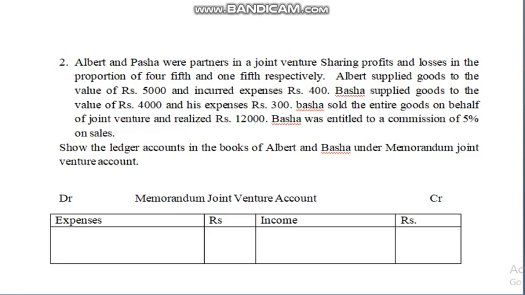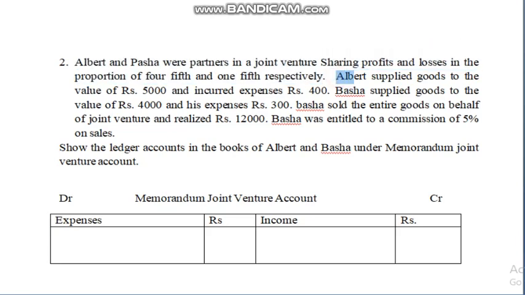In this video I am going to explain memorandum joint venture account problem number 2. Let's go through the problem. Albert and Basha were partners in a joint venture sharing profits and losses in the proportion of 4/5 and 1/5 respectively. So this is the profit and loss sharing ratio of Albert and Basha.